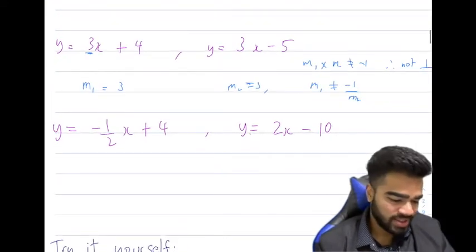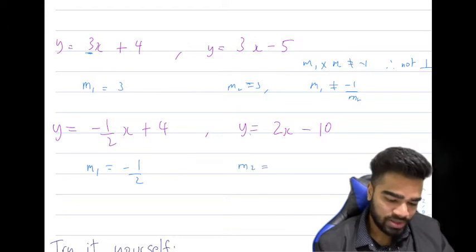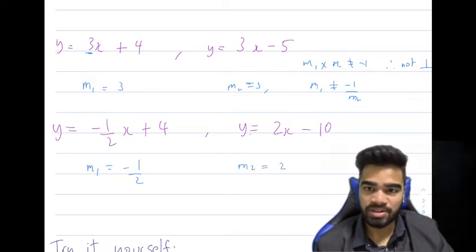Let's look at the second graph though. Again, it's the same one I gave you before. m1 is equal to negative 1 over 2, and m2 is equal to 2. What do you guys think? Are these perpendicular? Well, let's see.